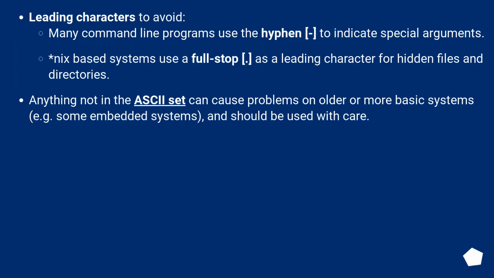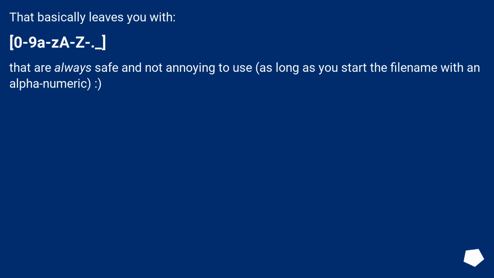Leading characters to avoid. Many command line programs use the hyphen to indicate special arguments. Unix-based systems use a full stop as a leading character for hidden files and directories. Anything not in the ASCII set can cause problems on older or more basic systems, for example some embedded systems, and should be used with care. That basically leaves you with 0-9, A-Z, a-z, hyphen and underscore that are always safe and not annoying to use, as long as you start the file name with an alphanumeric character.